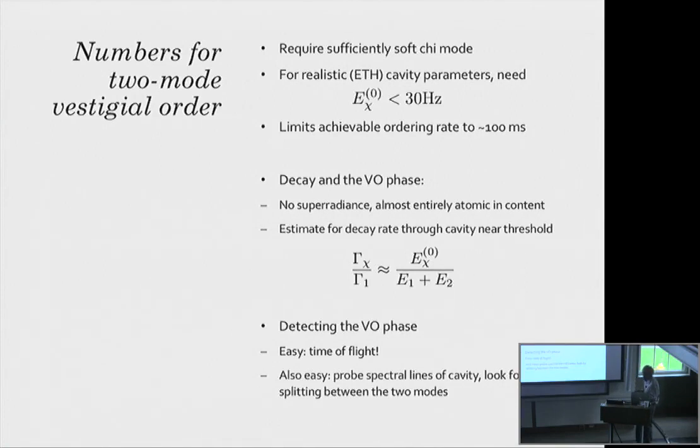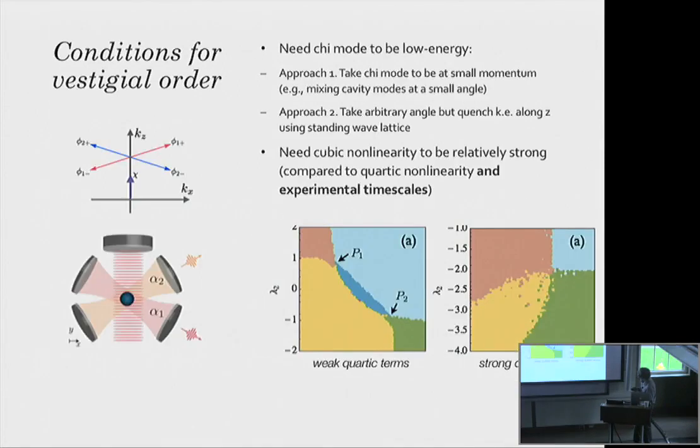I should say, did I put this in? I guess I forgot. So I should talk a little about how you actually get the chi mode to soften. One way to do it, of course, is to have the angle between these two cavities be like 2 degrees. Now that's not a particularly sensible thing to do experimentally because you have obvious issues with the optical axis. But it turns out you don't need to do that.